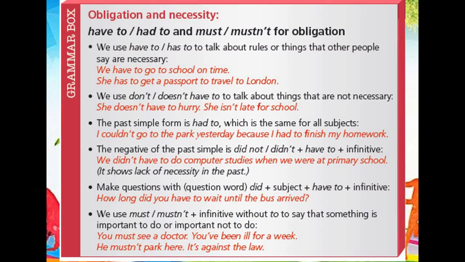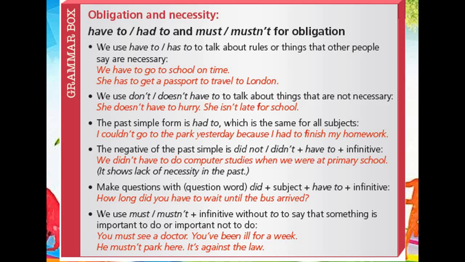Okay, now we have the grammar box. Let's sum all this together. Obligation and necessity. Have to, had to, and must, mustn't for obligation. We use have to or has to talk about rules or things that other people say are necessary. We have to go to school on time. She has to get a passport to travel to London.